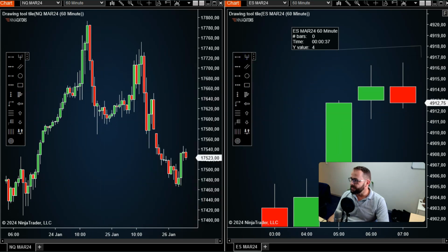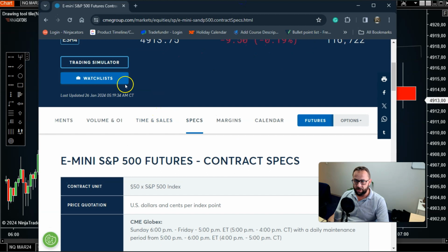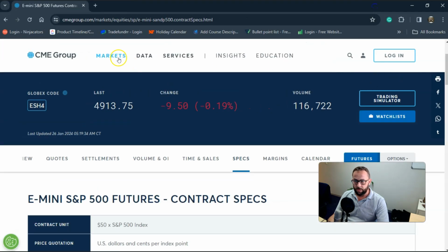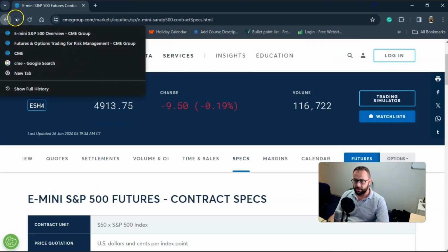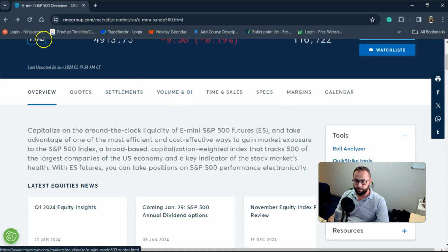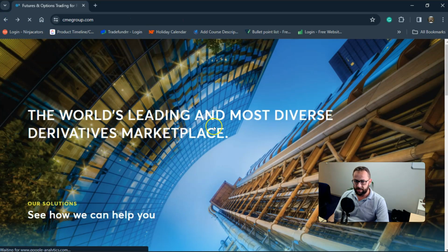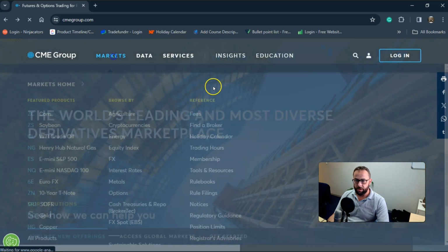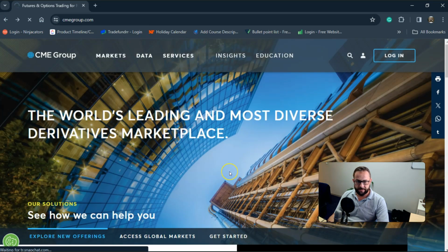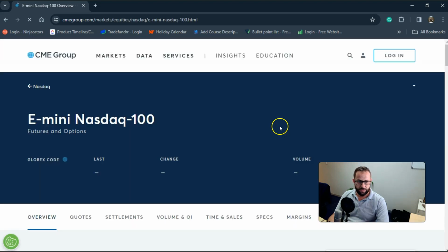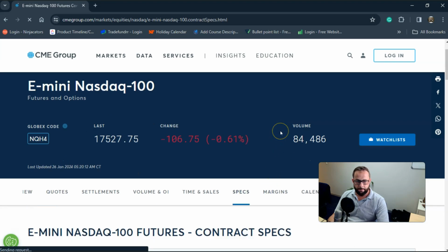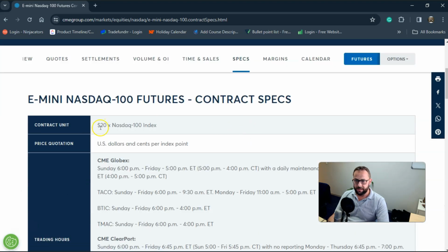Now on the NASDAQ side of things, let's quickly go back to markets and look at the NASDAQ. Give it a second to load. Going over the specs here, you see that for the NASDAQ, although it also moves in quarter points per unit, 1 unit is $20.